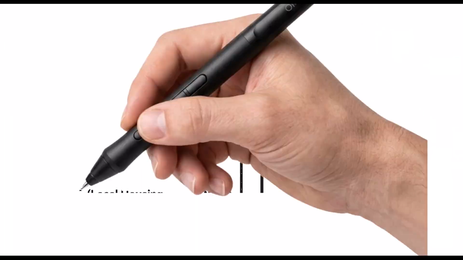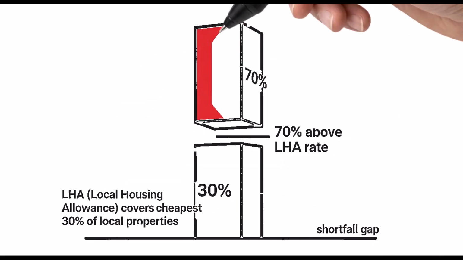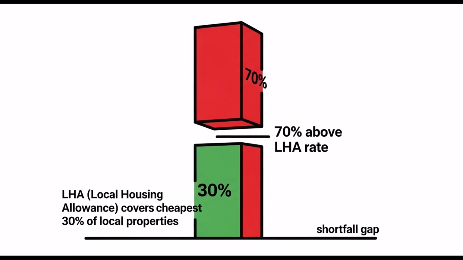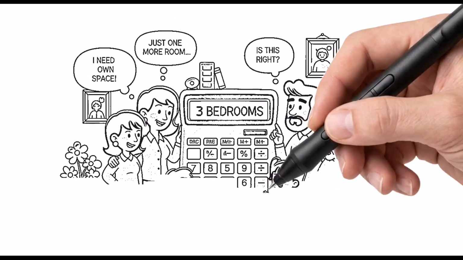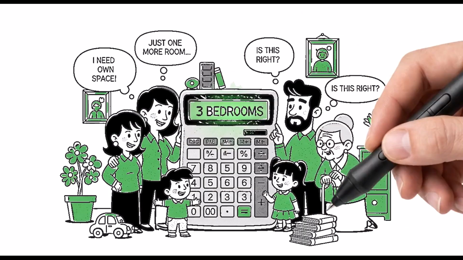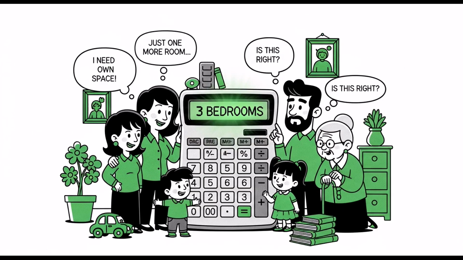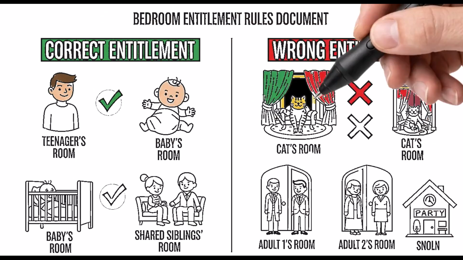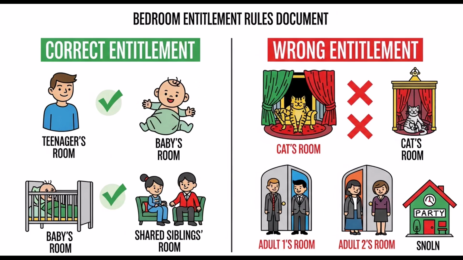In plain English, this means the LHA is designed to cover the cheapest 30% of rental properties of the right size in your local area today. This also means that 70% of private rental properties cost more than the LHA rate. And if yours does, you may have a shortfall to cover yourself. But here is the critical thing. Your LHA rate depends entirely on your bedroom entitlement, and getting the bedroom entitlement wrong is one of the most common errors.